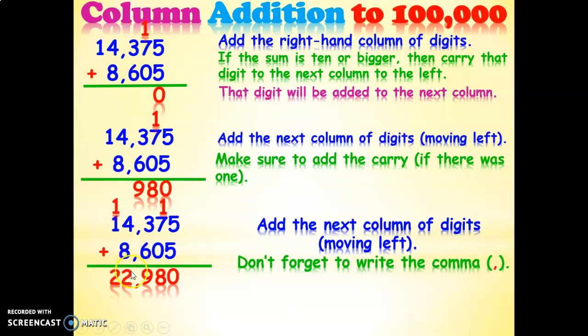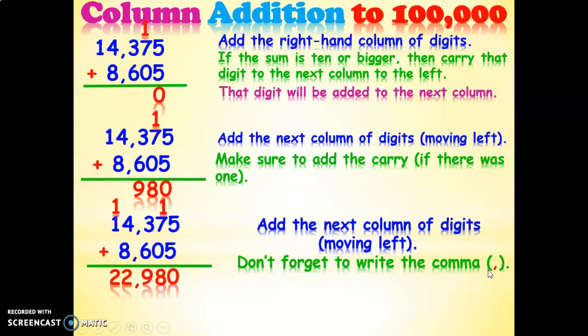4 plus 8 is 12. 2, because 12 is more than 10, we have to carry 1 on top of the next column. So 4 plus 8 is 12, 2 here and 1 on top of the next column. Now we have 1 plus 1 equals 2. And when you get the final answer, don't forget to write the comma.